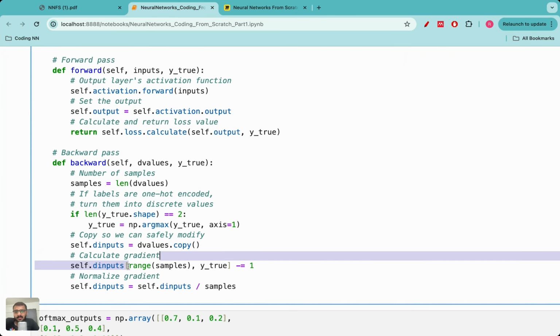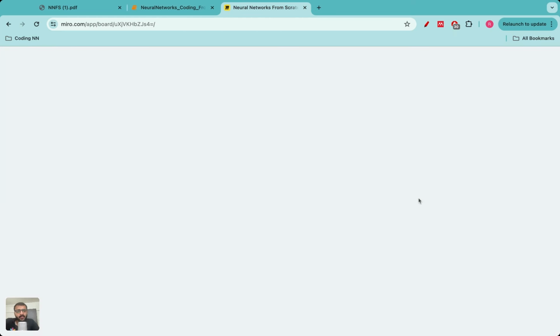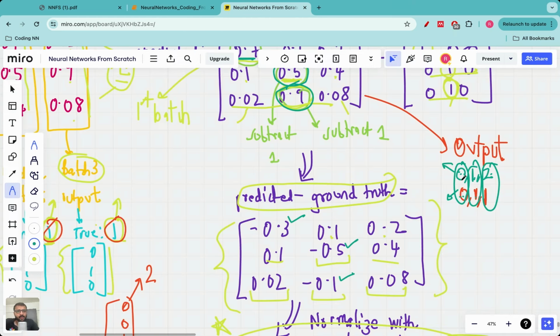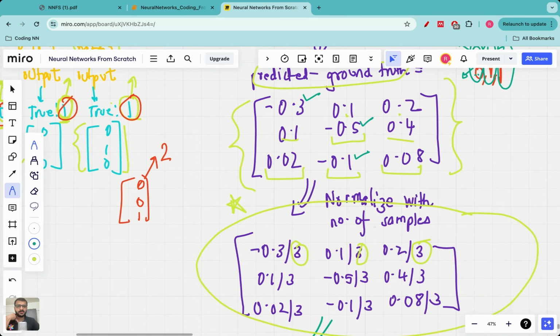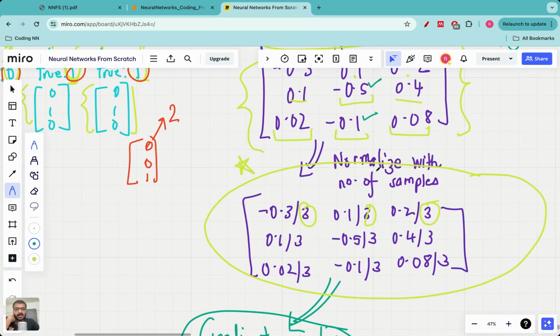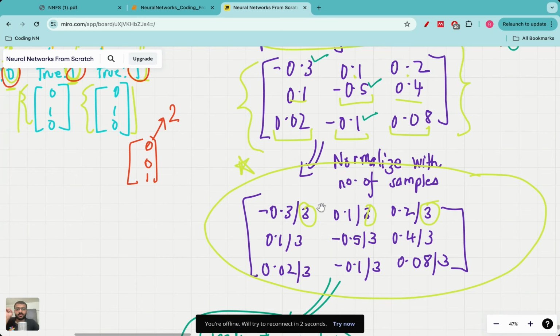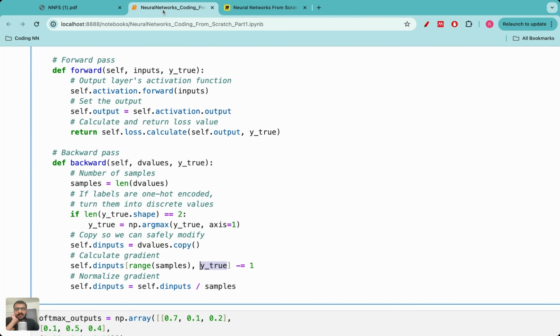So this is what is mathematically happening, and the best way to represent it in code format is to index the self.dinputs, and the first part of this index is range of samples, which is 0, 1, 2, and the second is y true, which in this case is 0, 1, and 1. Then we pair them up. So 0 and 0, which is 0th row and 0th column, will subtract 1. First row and first column will subtract 1, and second row and second column will subtract 1. And that's the resulting answer. But there is one more step, as we saw before. We have to normalize with the number of samples. So we have to divide everything by 3, because the number of samples is 3. And that is exactly what is done here.